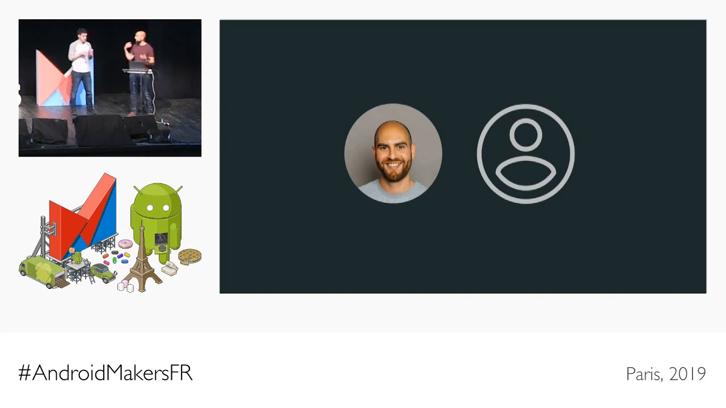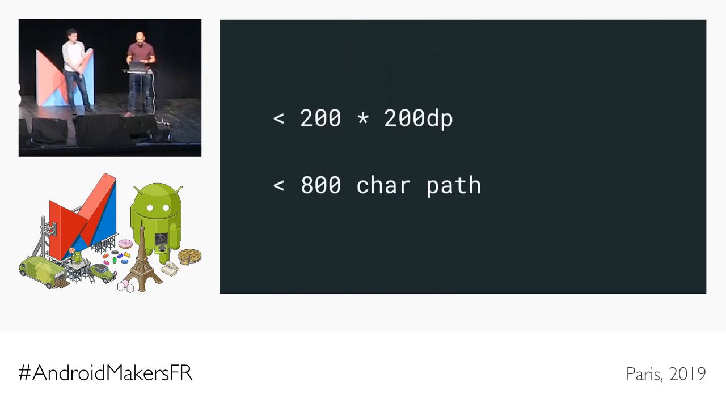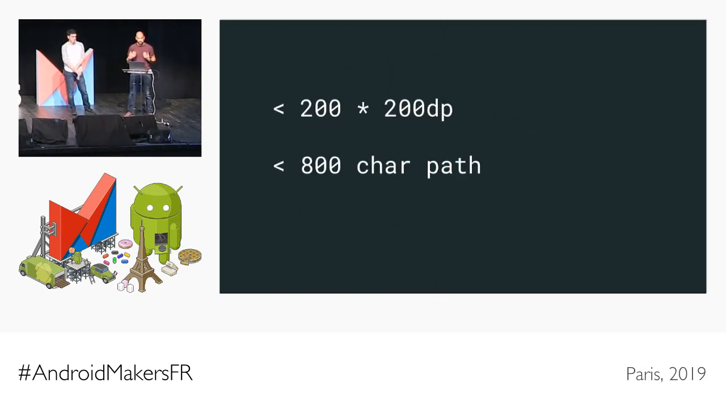But these two extremes are pretty clear, right? Don't use it for photos, use it for simple icons, got it. But what about if you're somewhere in between, like the world is grayscales? We provide a bit of loose guidance in our documentation: think about using a vector for assets smaller than 200 by 200 dips, or there's a lint warning which will shout at you if you put in a path which is greater than 800 characters.